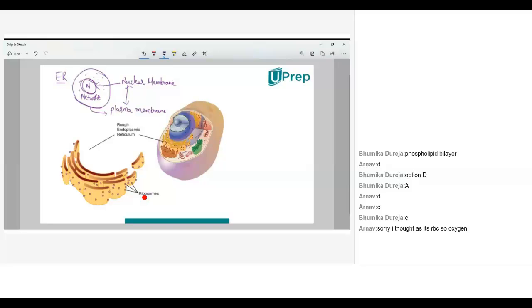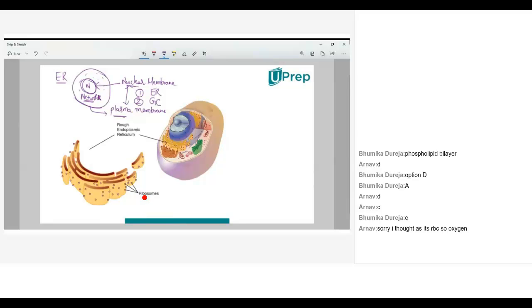We're using the word network. Network of structures. What are those network of structures? We'll see in detail now. Network of structures between the nuclear membrane and plasma membrane. So what are those? Two cell organelles. One is the endoplasmic reticulum, another one is the Golgi body or Golgi complex.